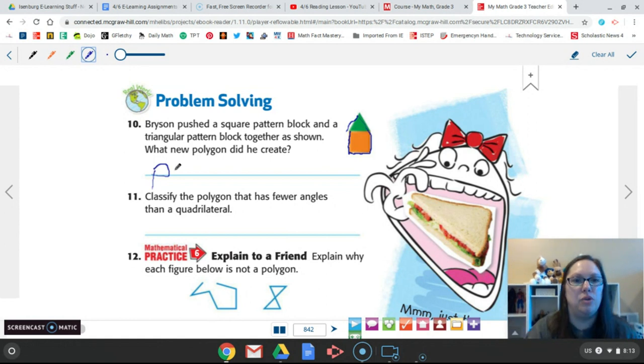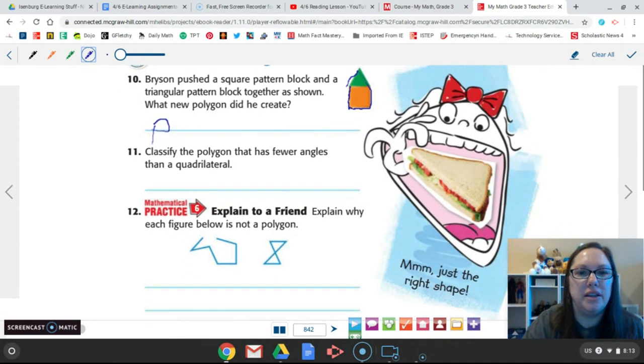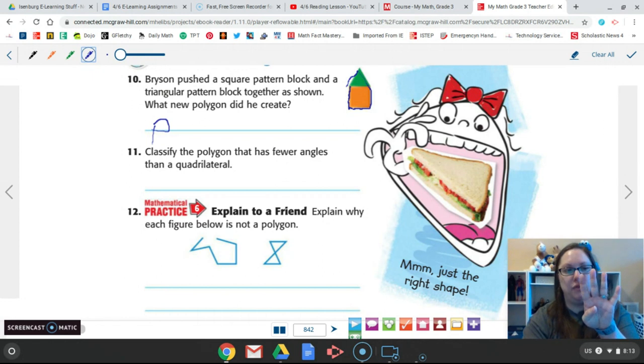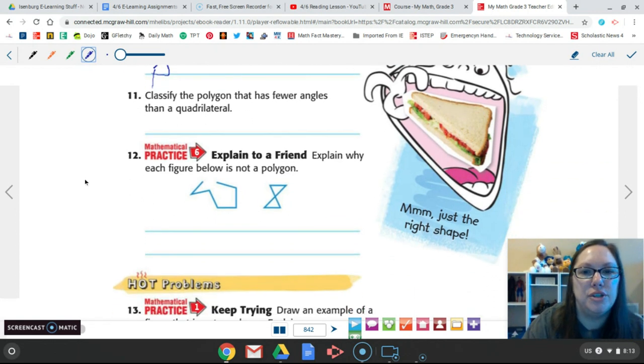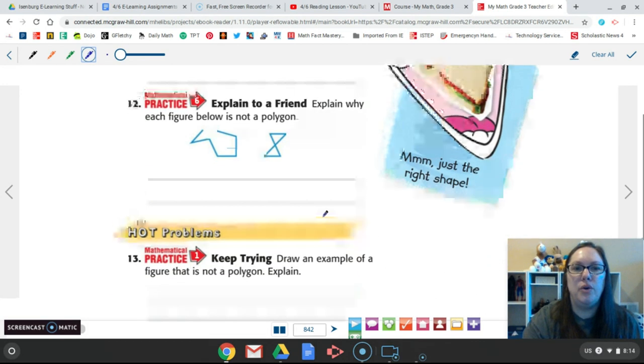Actually, I don't think I'm going to write this whole word because it'll take me forever to write it with my mouse. Classify the polygon that has fewer angles than a quadrilateral. If a quadrilateral has 4 angles, fewer than 4 would be 3. So what shape has 3 sides or 3 angles? Triangle.